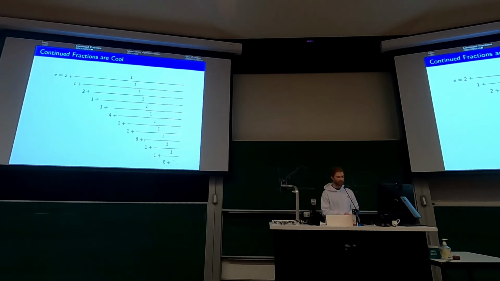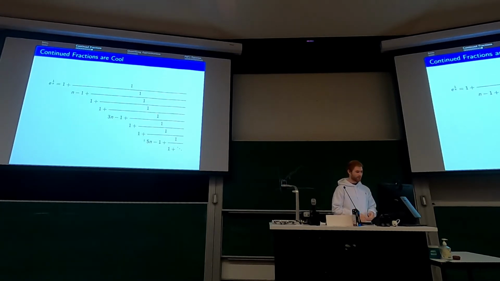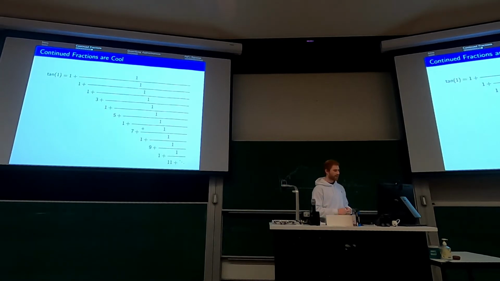So it's a nice continued fraction for e. e to the 1 over n also has a similar continued fraction, where we get n minus 1, 1, 1, 3n minus 1, 1, 1, and so on. Trig functions like tan also have a very nice continued fraction: 1, 1, 3, 1, 5, 1, 7, and so on.